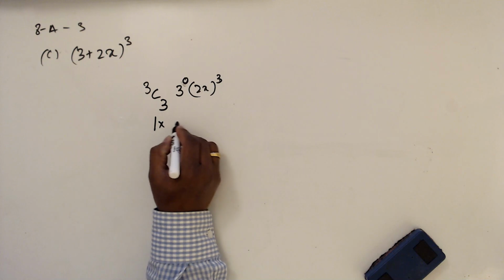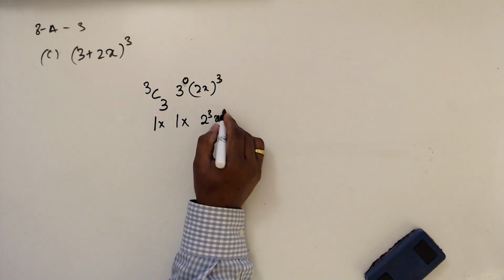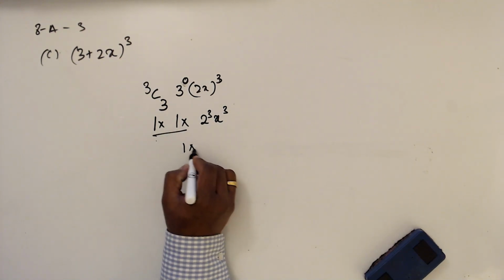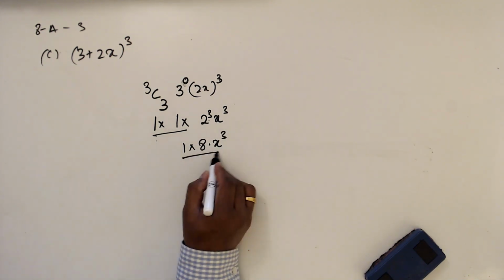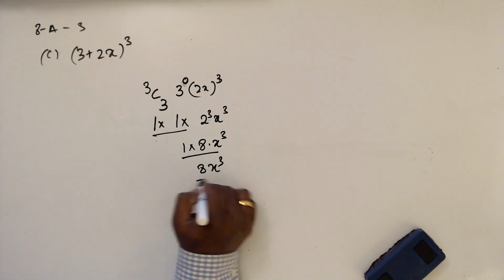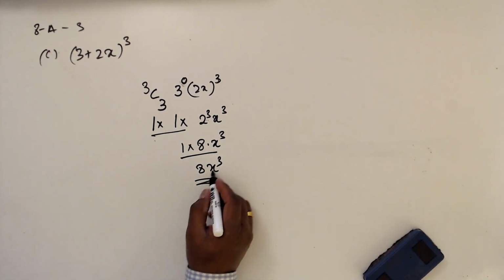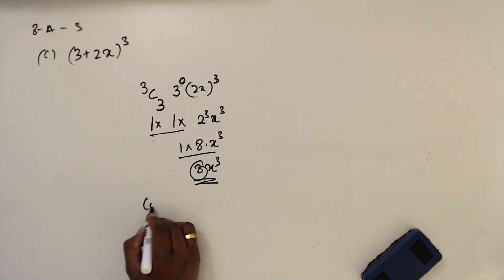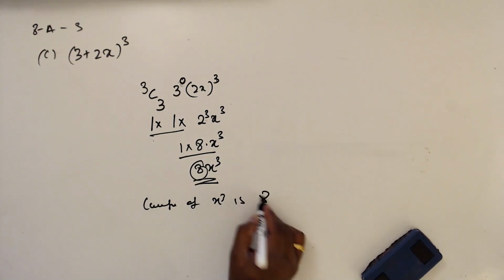And this is 1, and 3 to the power 0 is also 1, and this is 2 to the power 3, x to the power 3. So this is going to be 1 times 2 to the power 3, 8x cubed. So the coefficient of x cubed is 8.